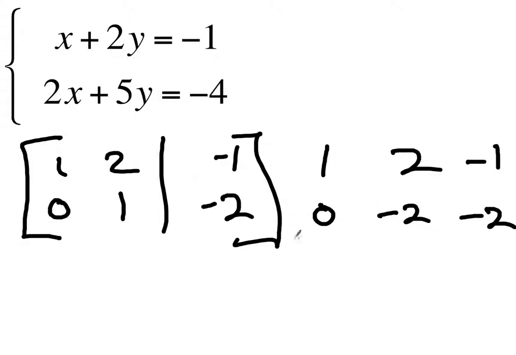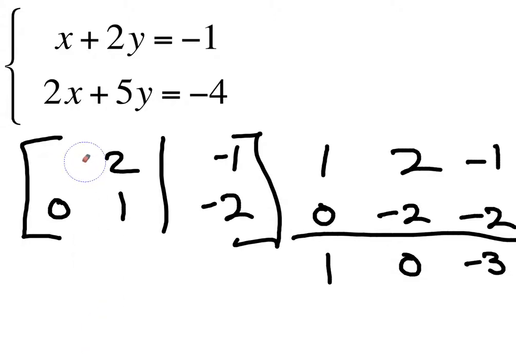So if I add these two rows together, the top row and this new row that I've created, I get 1, 0, negative 3. So now I can replace this top row with 1, 0, negative 3, and I have the identity here, and then my solution is what's over here.